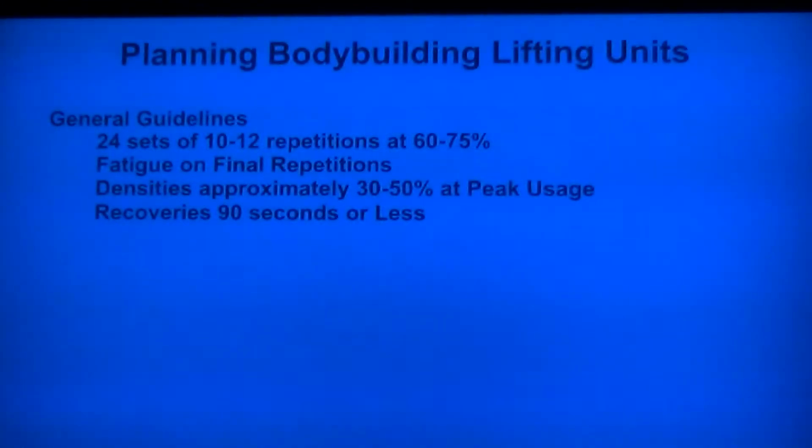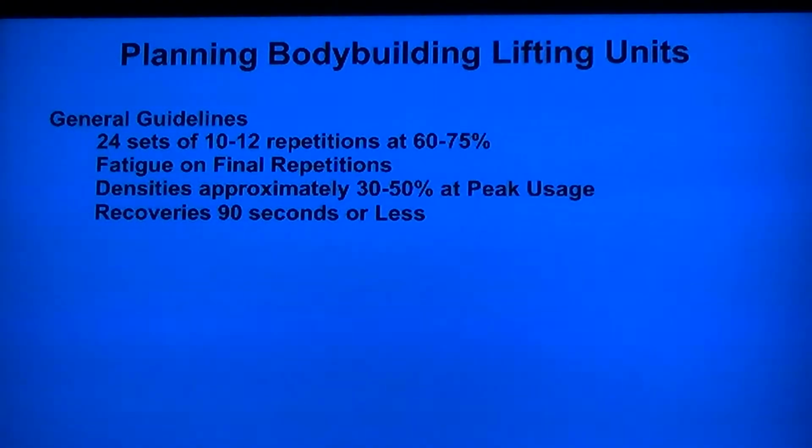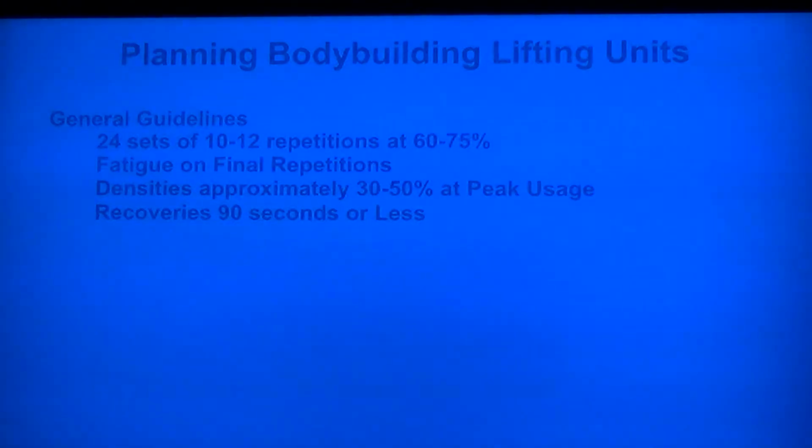Bodybuilding lifting units should contain about 24 sets of 10 to 12 repetitions with intensities ranging from 60 to 75% of single rep max. If intensity is correct, the athlete should sense fatigue on the final repetition. Recoveries must be less than 90 seconds to achieve the proper endocrine effects. Approximately 30 to 50% of all training sessions should contain a bodybuilding lifting unit at peak usage.